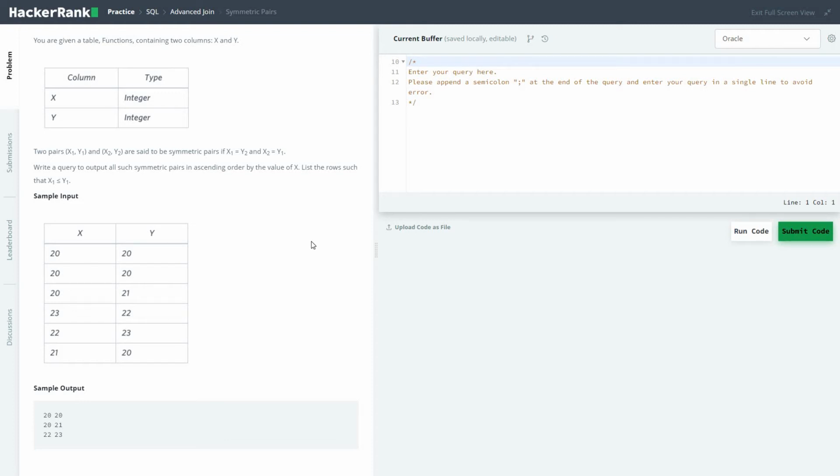Hi friends, let's start with a series of solving HackerRank practice SQL problems. In this subsection of advanced join, today we are going to solve Symmetric Pairs.